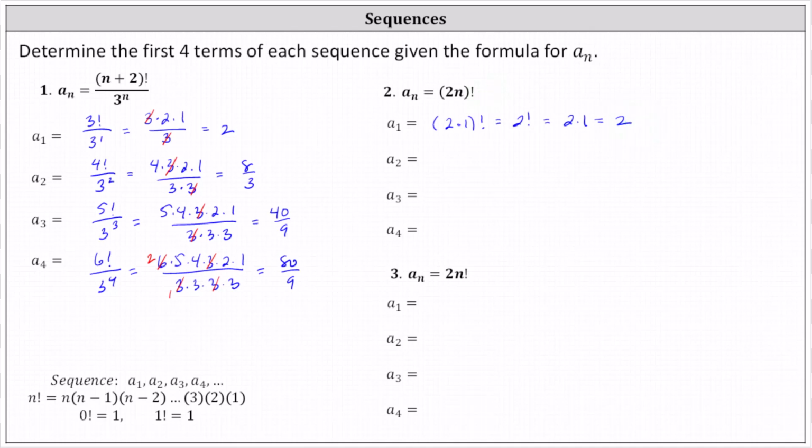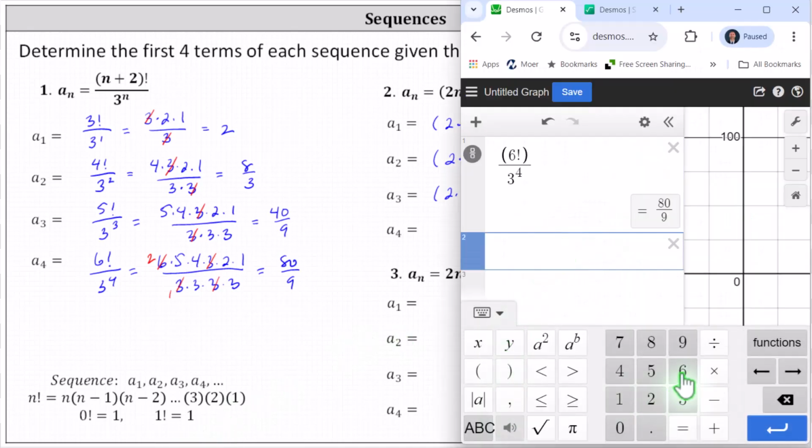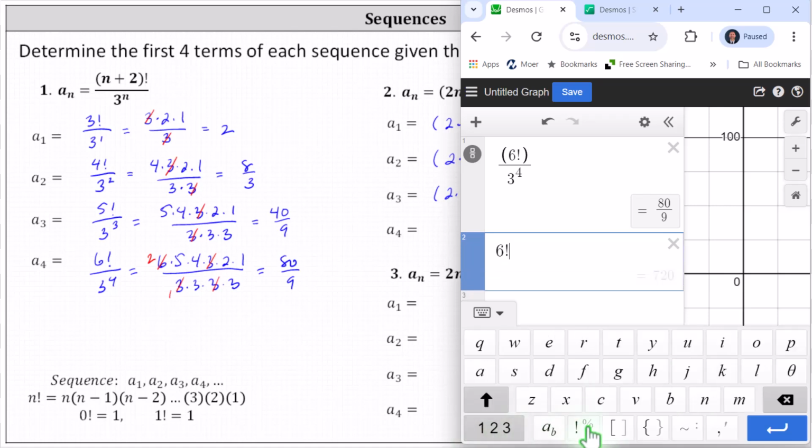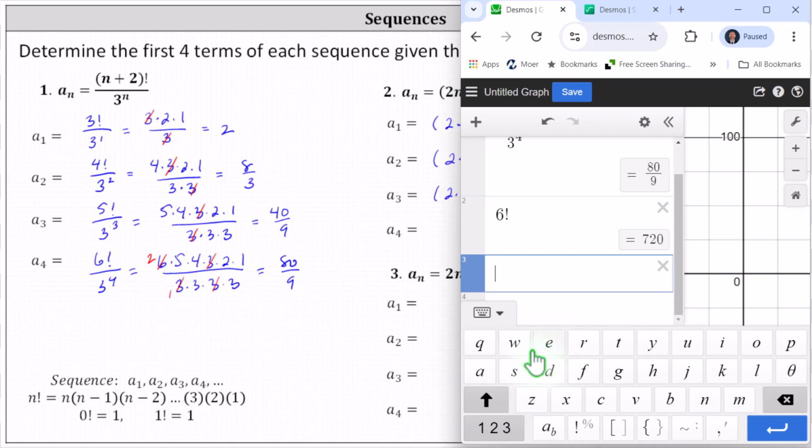To determine a sub 2, we substitute 2 for n, which gives us the factorial of 2 times 2, which equals 4 factorial, which is 4 times 3 times 2 times 1, which equals 24. A sub 3 is equal to the factorial of 2 times 3, which equals 6 factorial, which is 6 times 5 times 4 times 3 times 2 times 1, which of course we can do by hand, or going back to the calculator, 6 factorial is equal to 720.